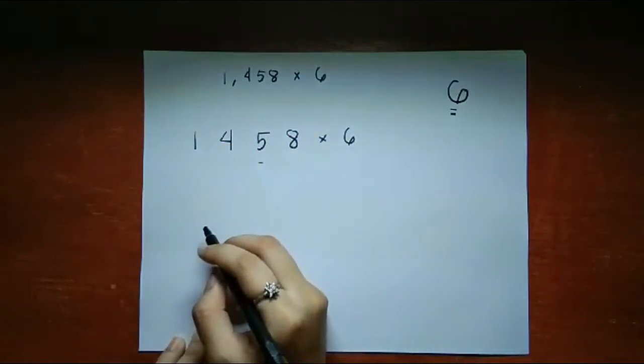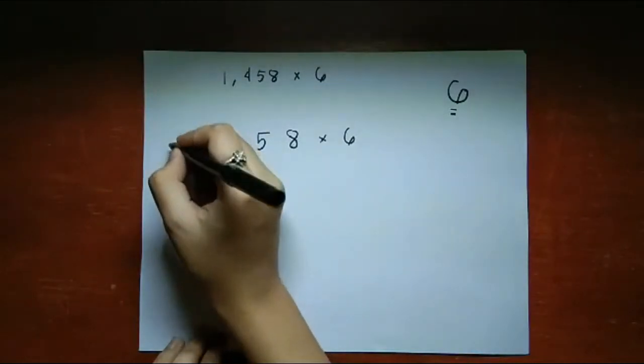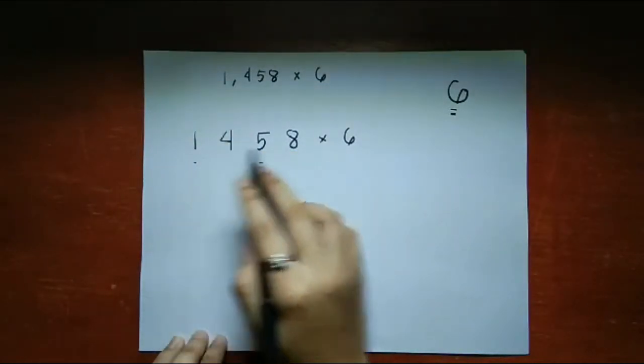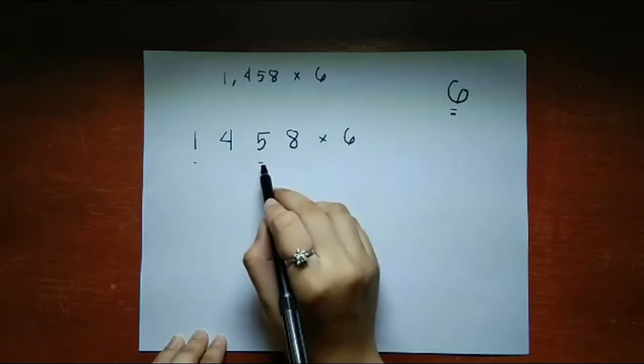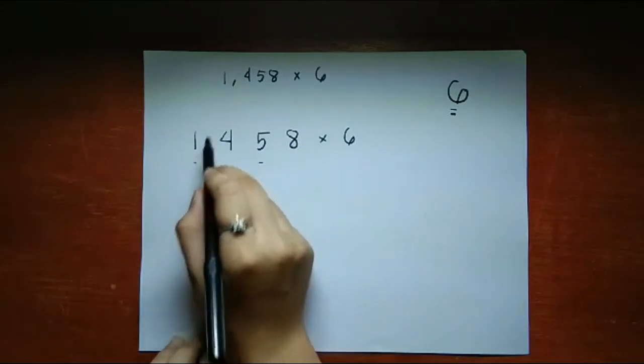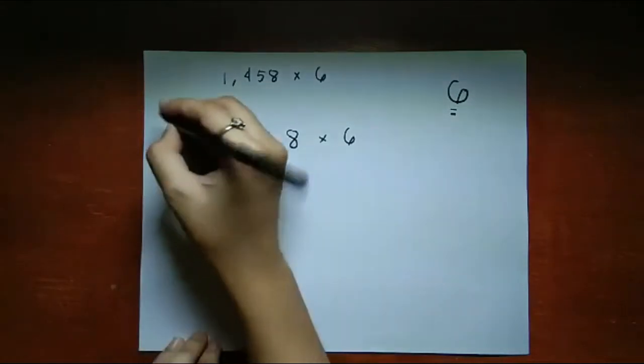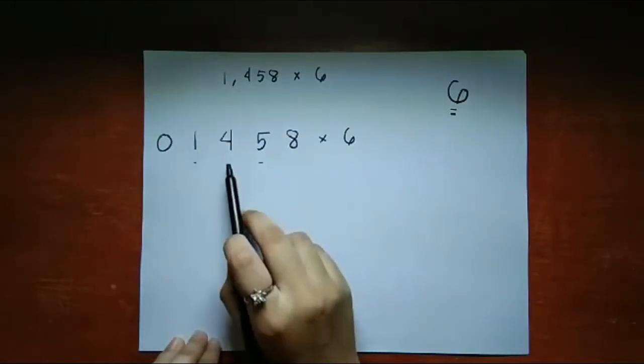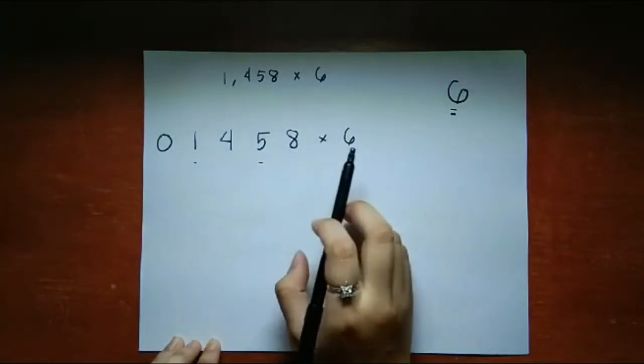But first, we're gonna put a placeholder 0 beside the digit with the highest place value. By place value, I mean ones, tens, hundreds, and thousands. And that's here beside the 1. We have 0, 1, 4, 5, 8 times 6.